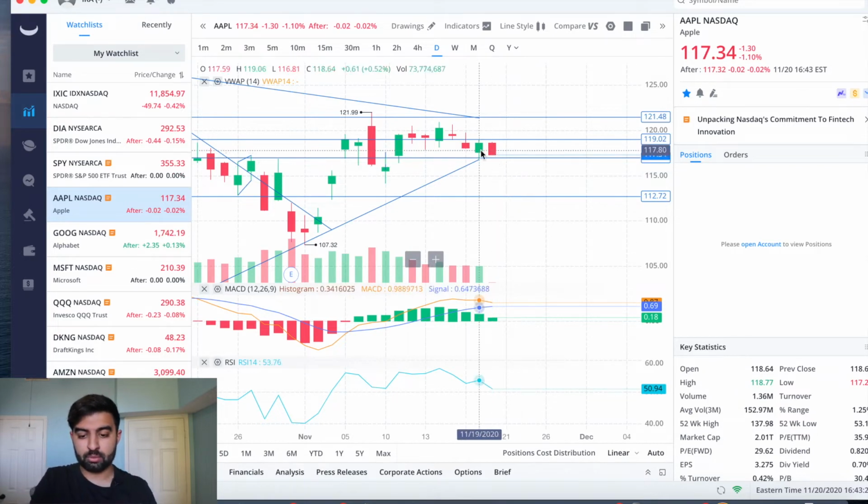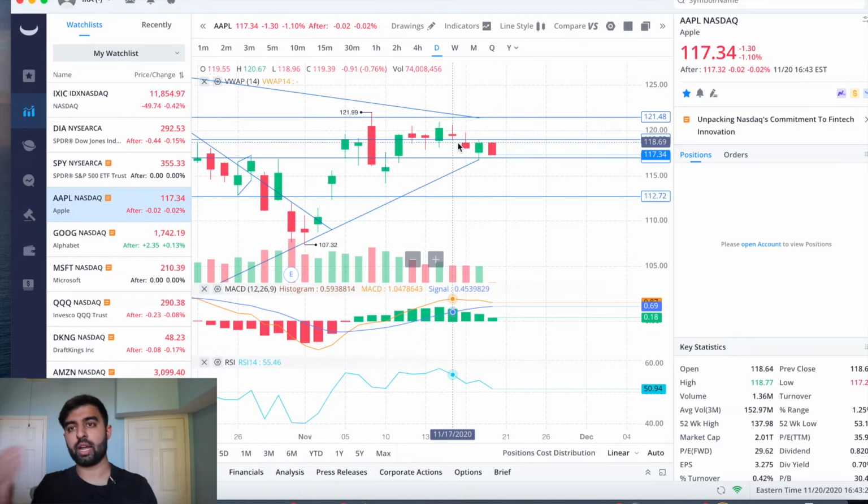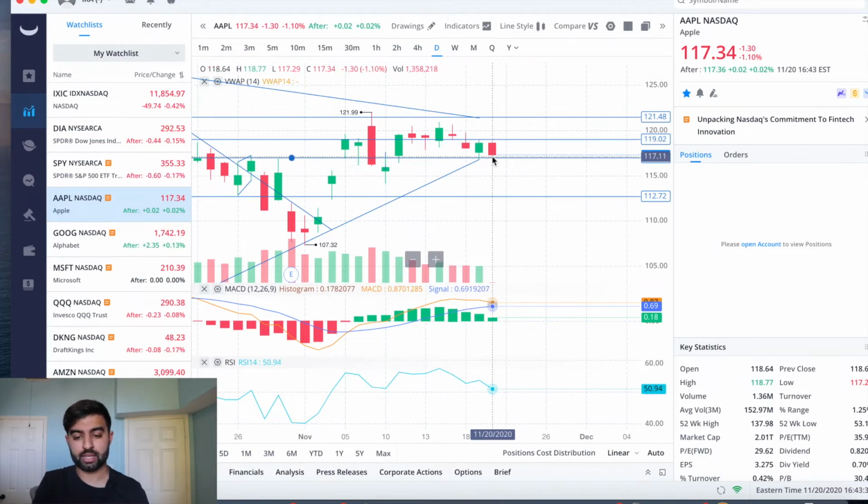So if we were to move up, it's relatively simple to look at this because we're making a lower high, which means the high of the previous day becomes the first target to knock out. Not a hard target. I'm not saying we're going to get there and reject it every time, but if the stock is at 117.30s right now, the high of today was 118.77.